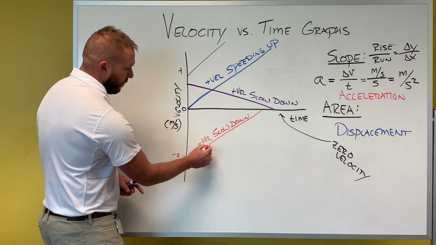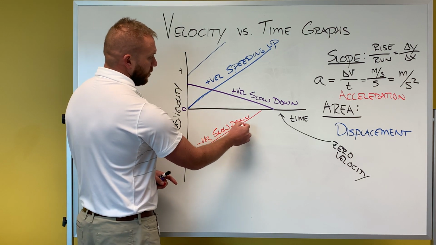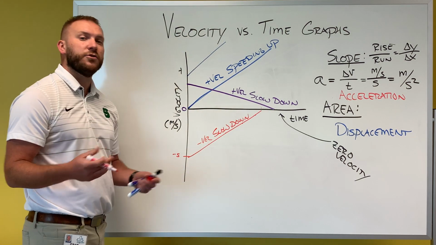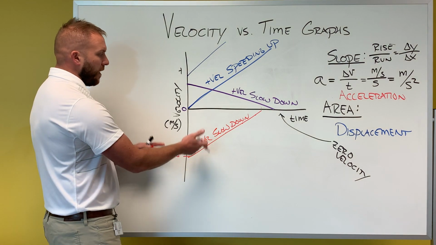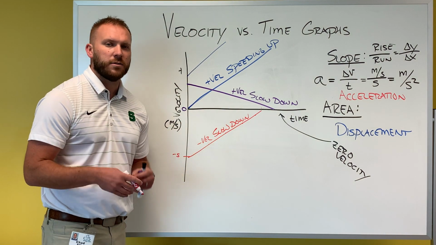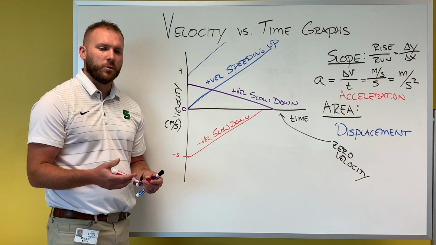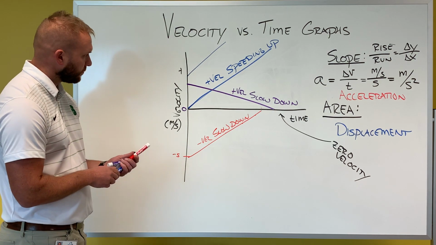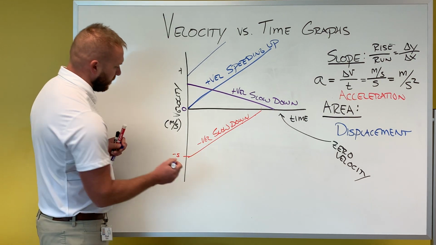-5, -4, -3, -2, -1, 0. Remember, negative is just a direction. So something going from 5, 4, 3, 2, 1 in terms of its velocity is slowing down. All right?